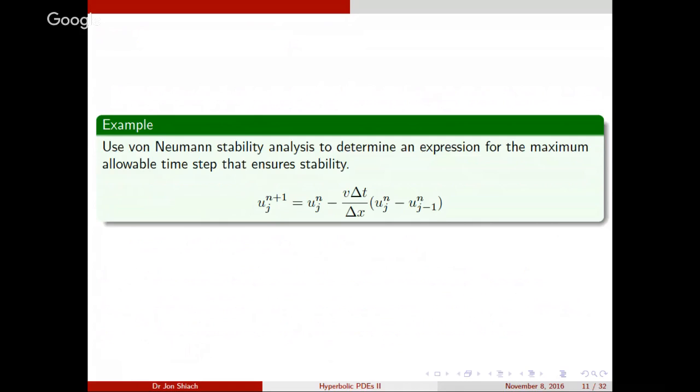In fact, c can only be in the range 0 to 1, because this first one here has to be between minus 1 and 1. Because if it's outside that range, if it's minus 2, it will violate this condition. So what that means is c has to be less than or equal to 1 for stability.